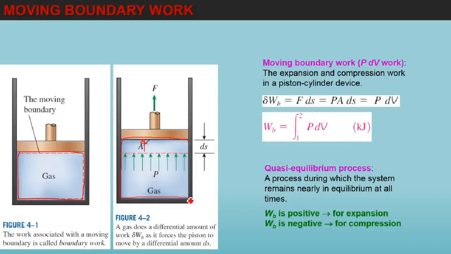So the boundary moves. When you move the boundary, you may do some work. So that work is called moving boundary work, and it is denoted by WB. The easiest definition for work is this.